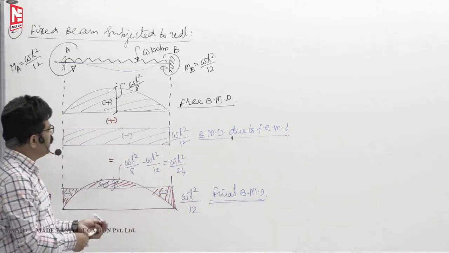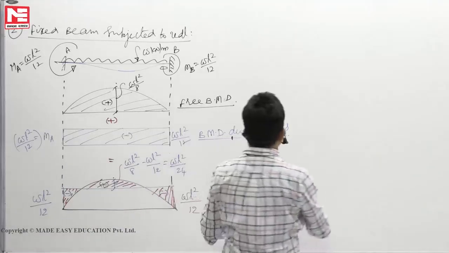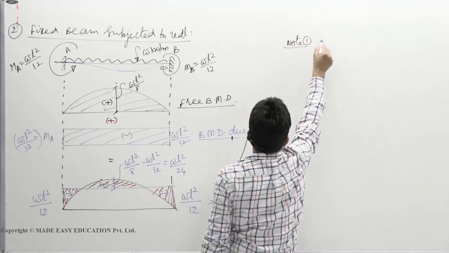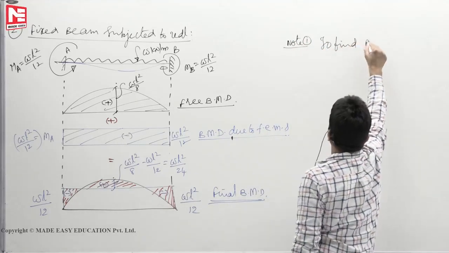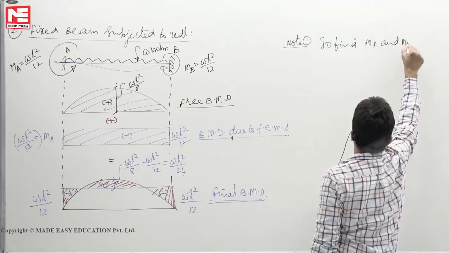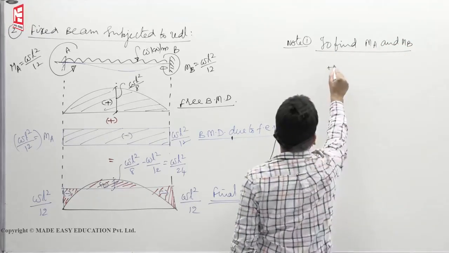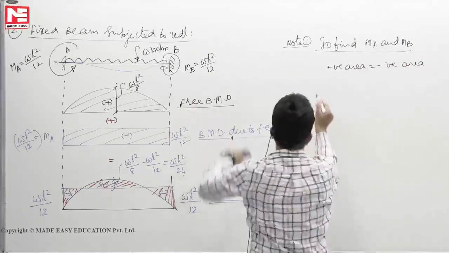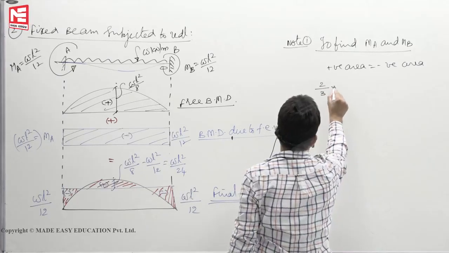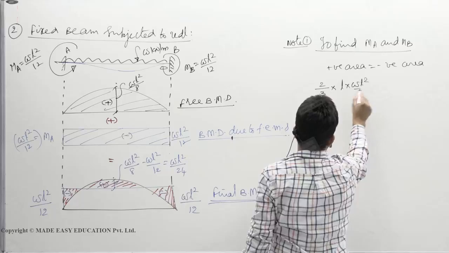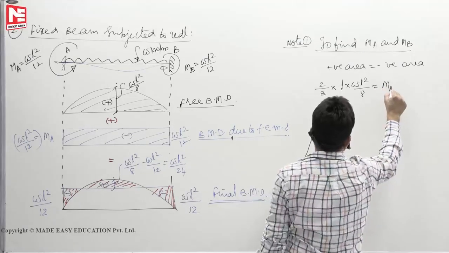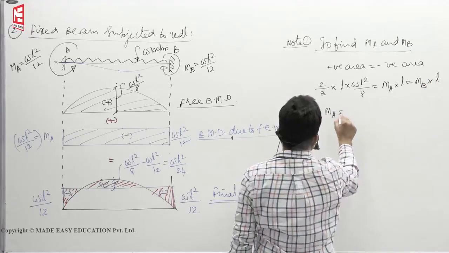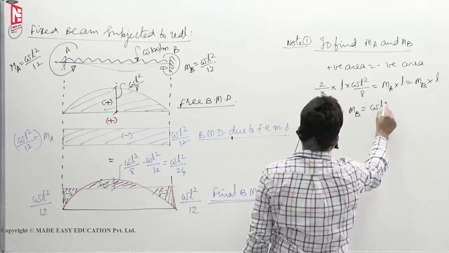Okay. Now, to get again the values, here itself I will write note 1. To find MA and MB, positive area is equal to negative area. Positive area, when you have a second degree curve parabola equation, is 2/3 base into height, which must be equal to the negative area, MA into L, which is also equal to MB into L. So, you will get MA is equal to MB is equal to WL square by 12.